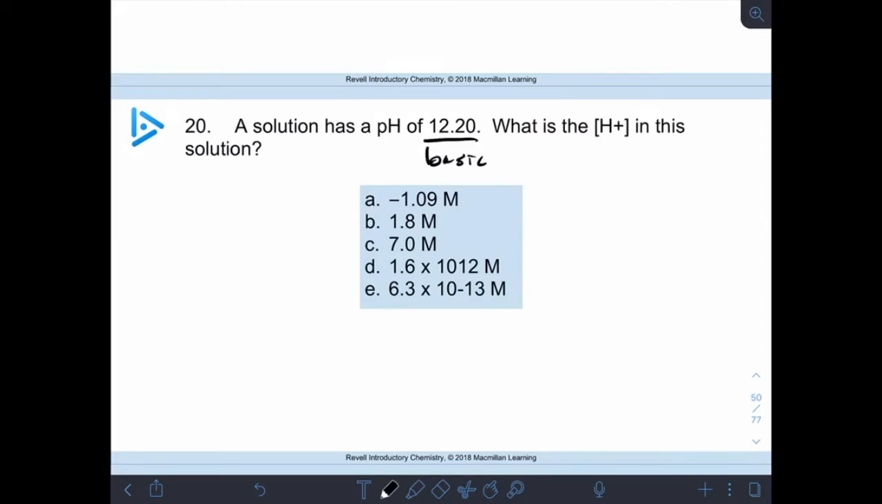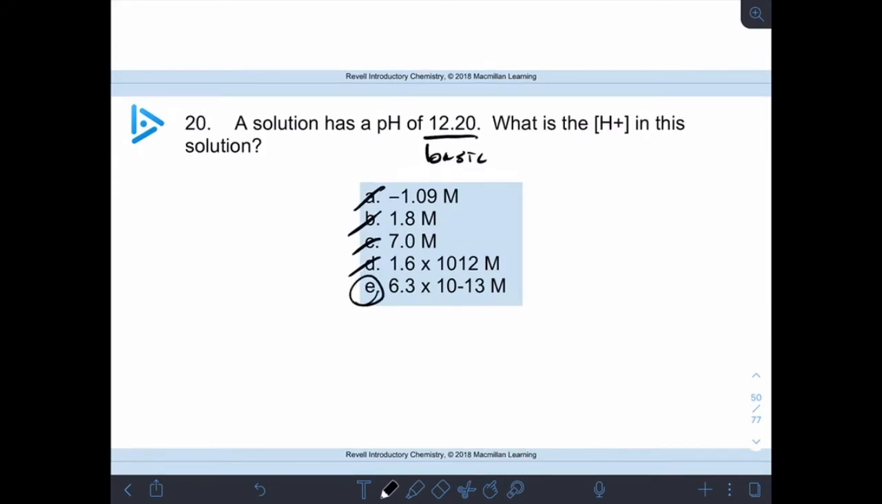Okay. So if it's basic, then we would expect our answer to be less than 10 to the minus 7. All right, so right away, we can count out some answers. So it's going to be in the minus exponent realm. So right away, we can count this one out, this one out, this one out, this one out. And 6.3 times 10 to the minus 3 is a smaller number than 10 to the minus 7, right? But we can also calculate it, so let's do that.